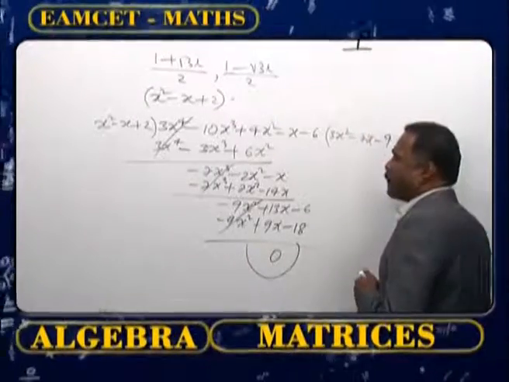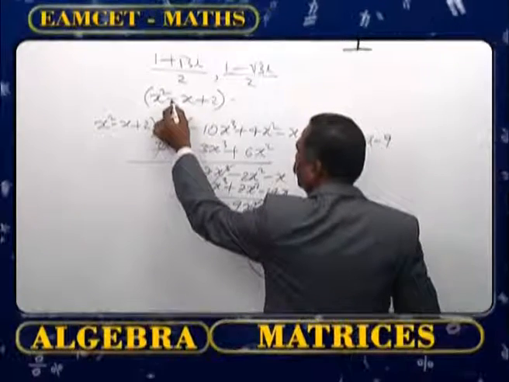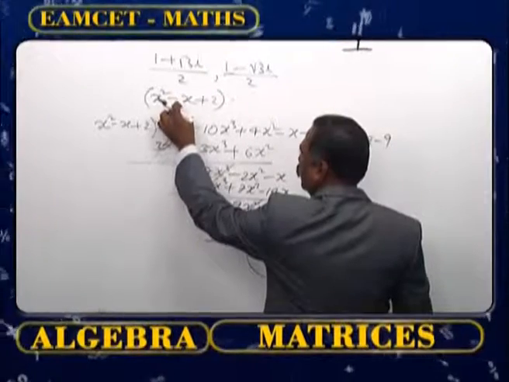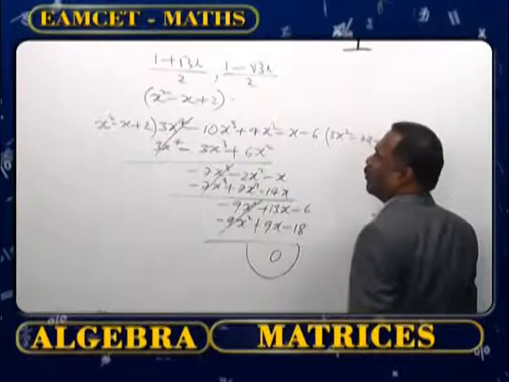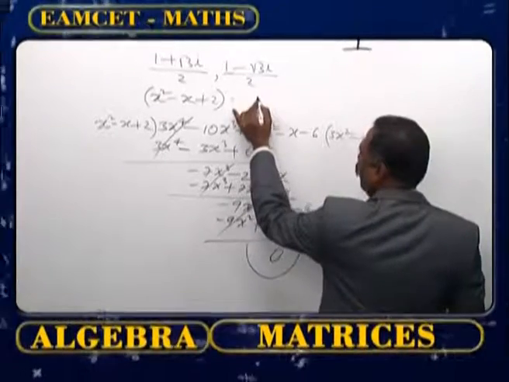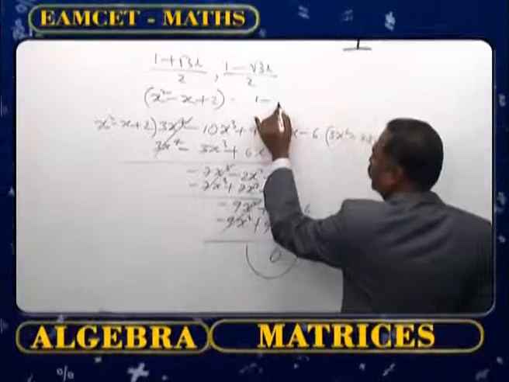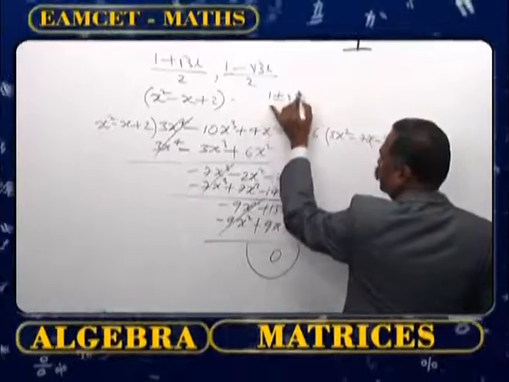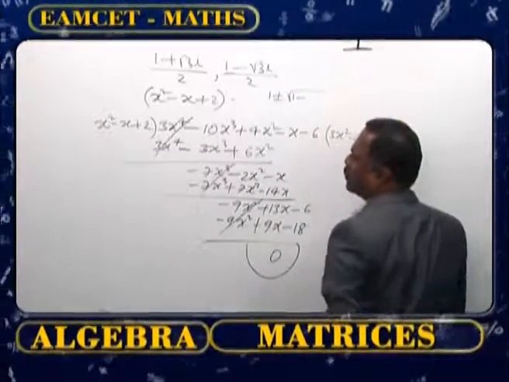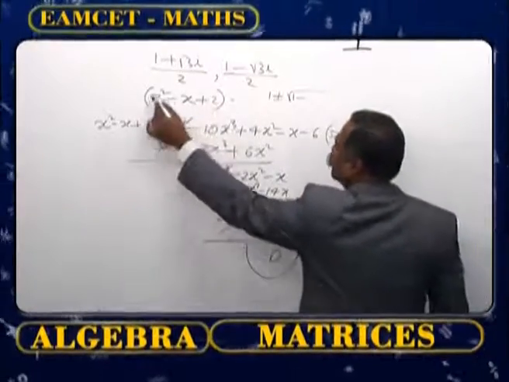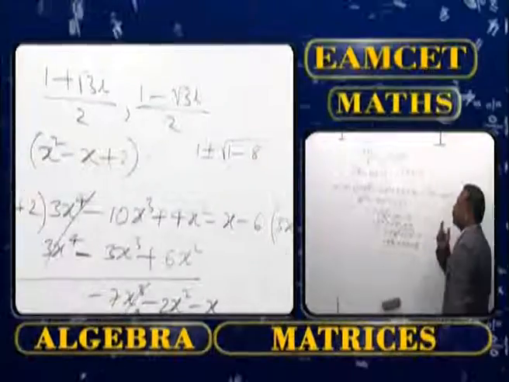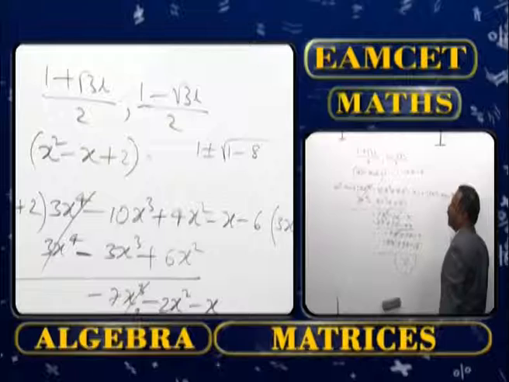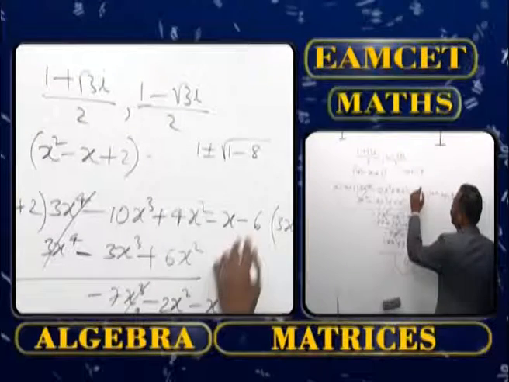It's correct only. So if you find the roots of it, minus b plus or minus root over b square minus 4ac. So let us find the roots of it. 1 plus or minus root over b square minus 4ac. 4 into 1 into 2, 8, by 2. This is what you are getting wrong.